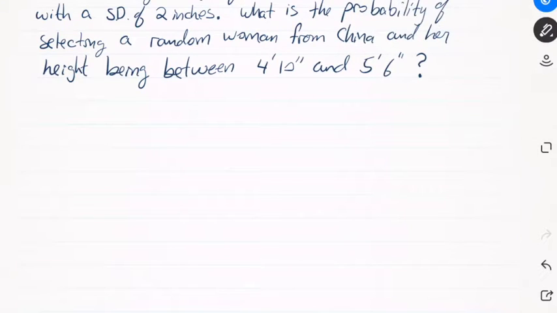I actually looked all this information up on the internet. The average height of a woman in China is 5'2", a little short, with a standard deviation of about 2 inches. What is the probability of selecting a random woman from China and her height actually being between 4'10" and 5'6"?